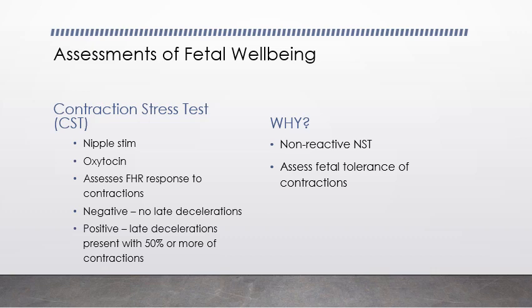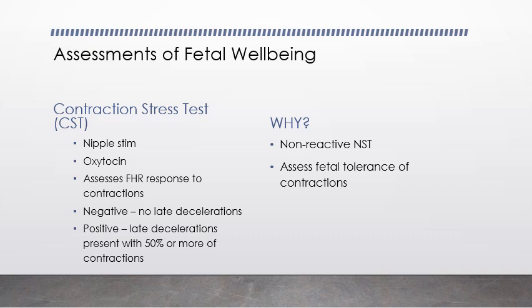So we need to produce some contractions, and this could be done with oxytocin, as if the woman were being induced, or we can also do some nipple stimulation, whether it's digital stimulation or using warm compresses to the nipple. We'd first want to assess the fetal heart rate. First, we would want to make sure it was a non-reactive, non-stress test. And then we would start to stimulate contractions.